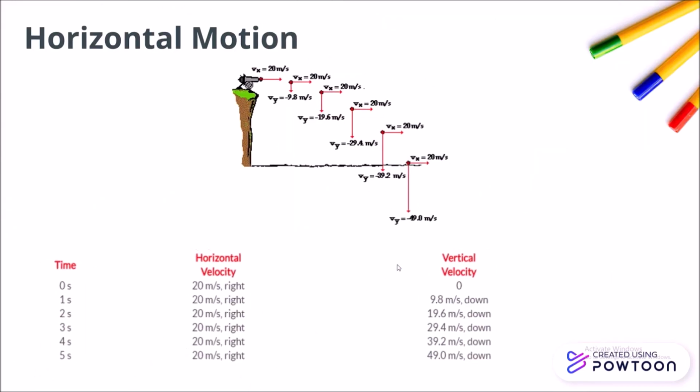So here is the diagram for horizontal motion, and as you can see, the cannonball was launched horizontally. The horizontal velocity is constant at 20 meters per second going to the right, and the vertical velocity starts to go up because of the gravitational force of 9.8 meters per second squared. It's negative because it's going downwards.